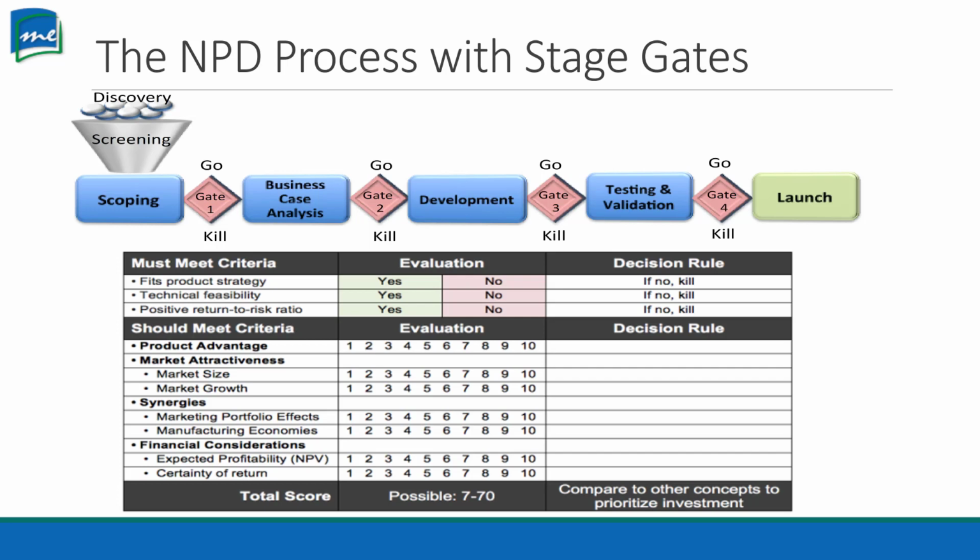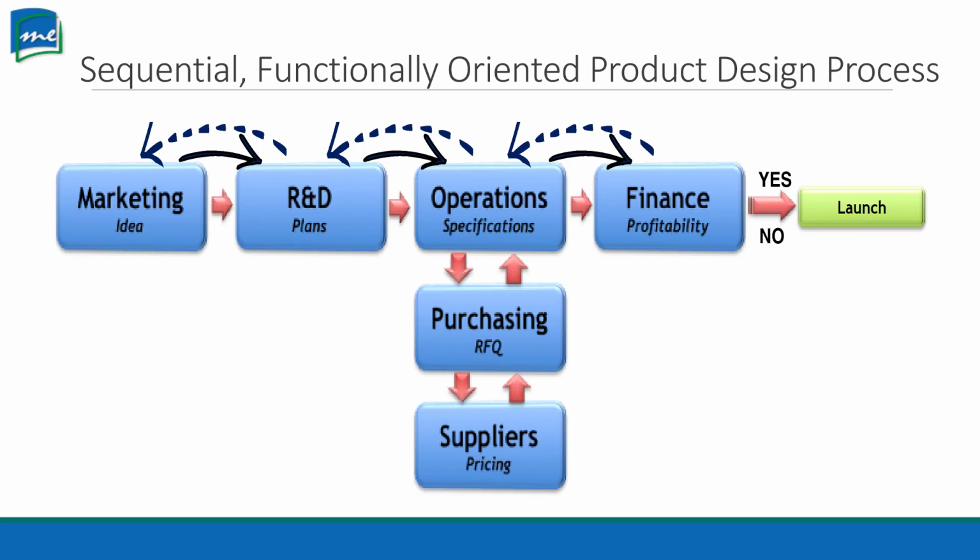All right, so if we look at a sequential, functionally oriented product design process, this is what it would look like. You got marketing, feeds into research and development. So marketing is trying to get those ideas from the customer. They feed that into research and development. So research and development kind of plans what that product's going to be. They develop it. They send it over to operations with the specifications. Operations will say, this is what we need.